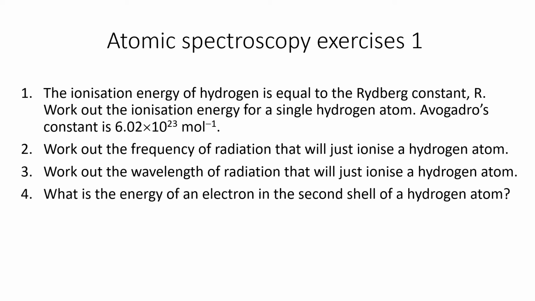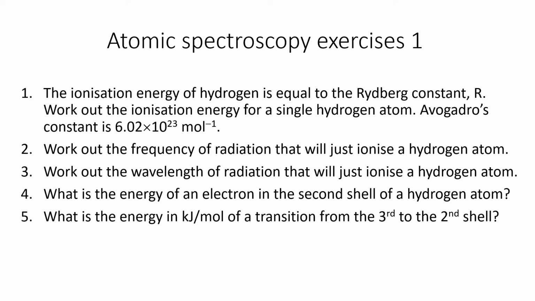And then next up we've got the energy of an electron in the second shell of a hydrogen atom. So this is that equation, the energy of an electron as a function of the shell number, that we looked at on the previous slide. And now the energy in kilojoules per mole of a transition from the third to the second shell. So this is going to be the difference in energy between two levels, n=3 and n=2. Again, it's going to involve that energy equation, but this time it's the difference between two values.